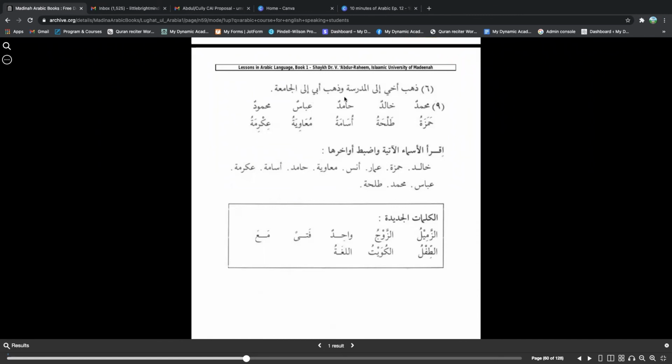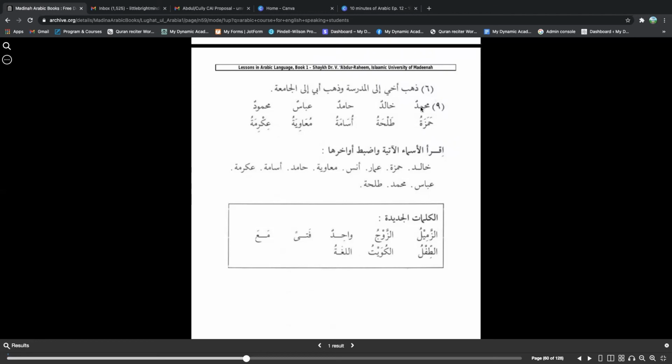Okay, now ذهب أخي إلى المدرسة وذهب أبي إلى الجامعة. So my brother, he went to the school, and my father, he went to the university. ذهب أخي إلى المدرسة وذهب أبي إلى الجامعة.